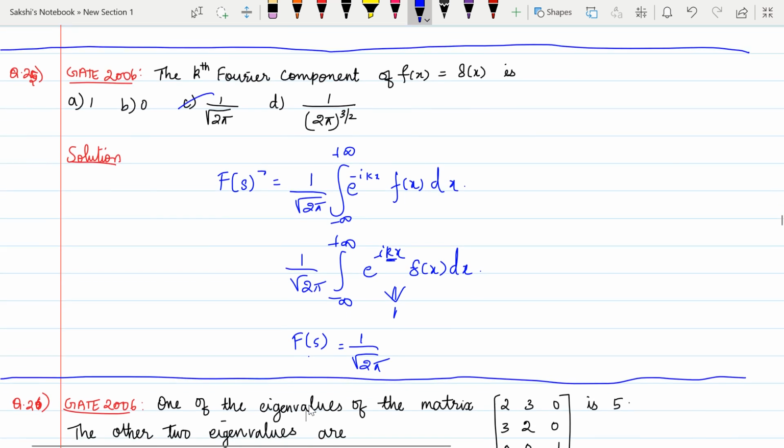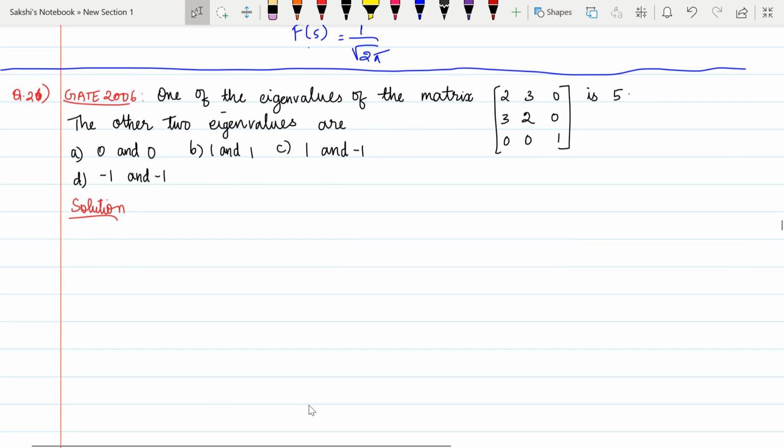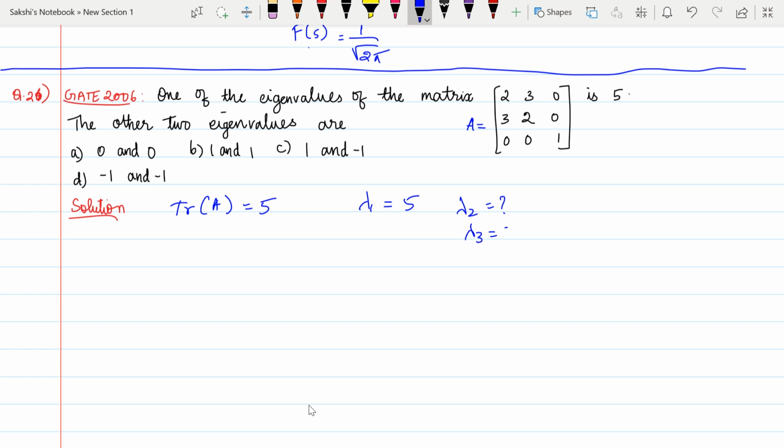So let us see the next question. This is again from matrices. One of the eigenvalues of the matrix is given. The other two eigenvalues are what? One of the eigenvalues is 5. Now we are going to use the properties of the matrix where trace, let me assume this matrix to be A. The trace of A should be the sum of the eigenvalues, and here the trace is 5. One of the eigenvalues is 5. We have to find lambda 2 and lambda 3.